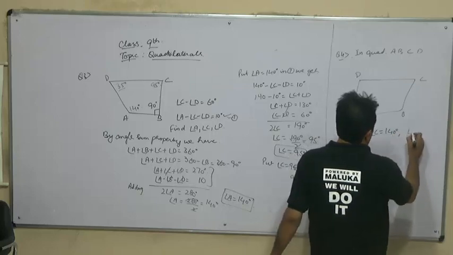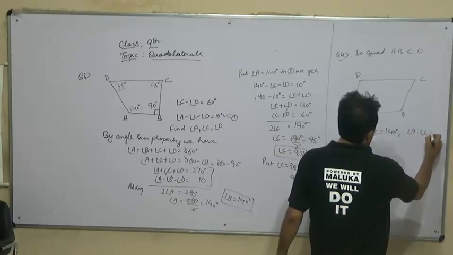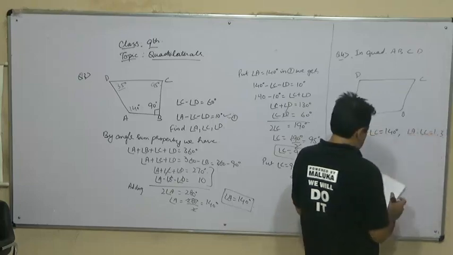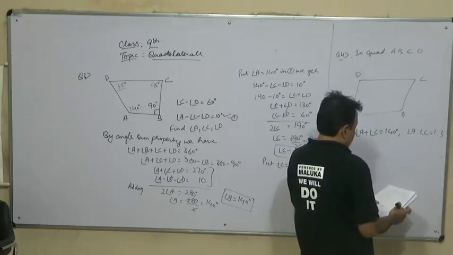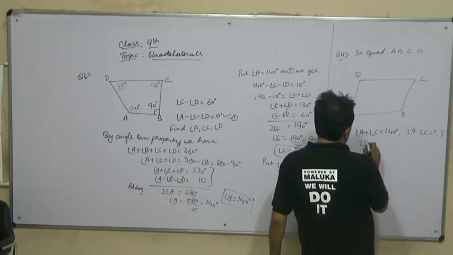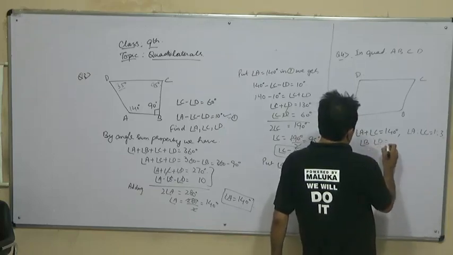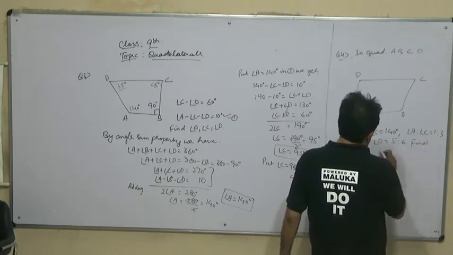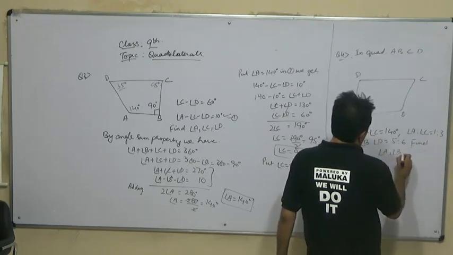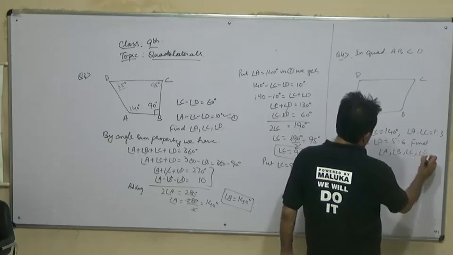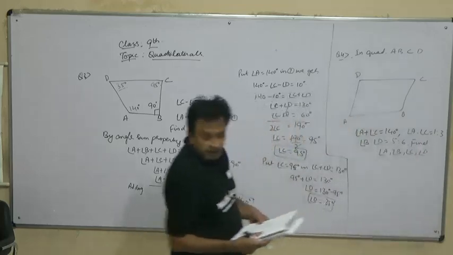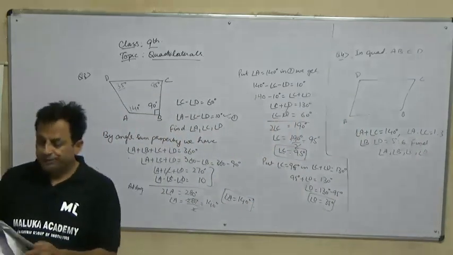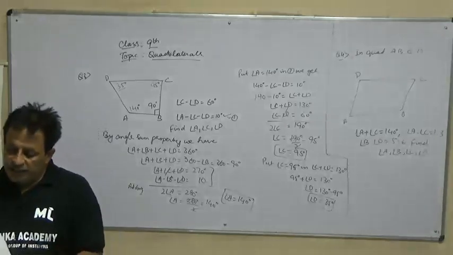And angle A is to angle C is equal to 1:3. Angle B is to angle D is 5:6. Find angle A, angle B, angle C, angle D. We have to find all the 4 angles. So what do we do in this case?